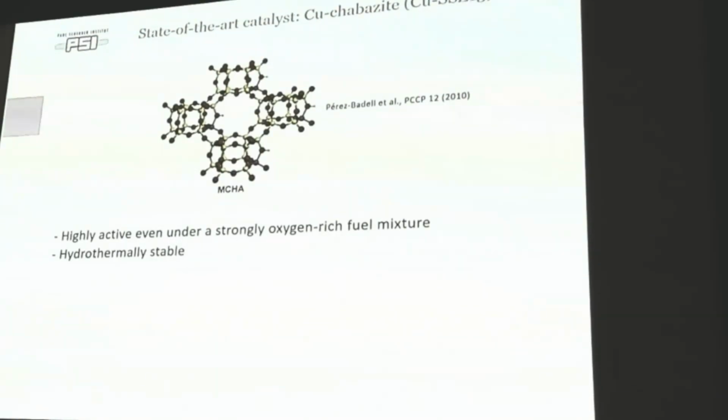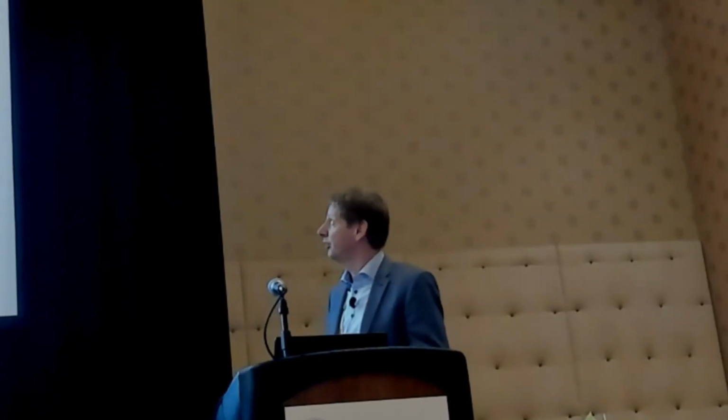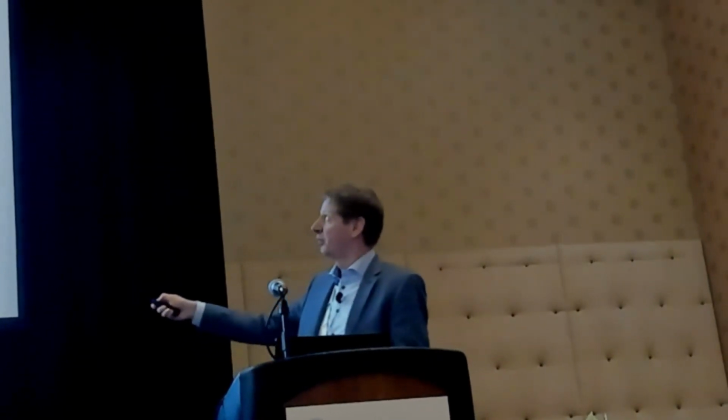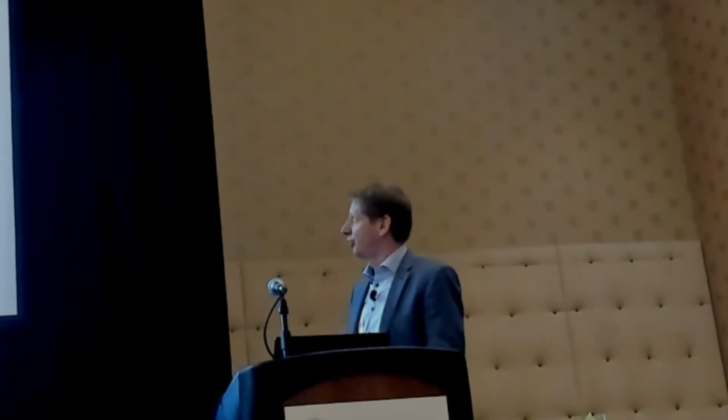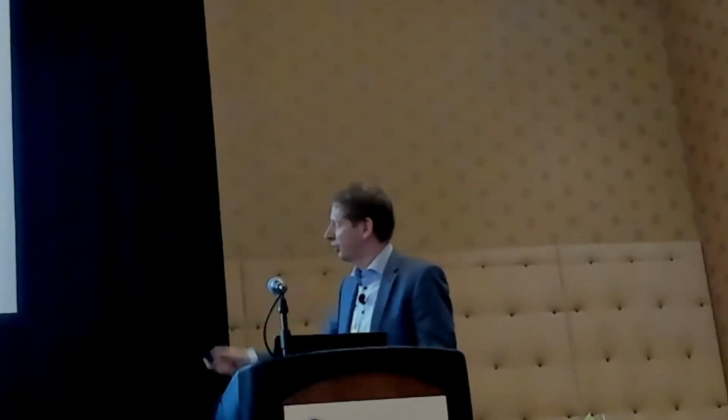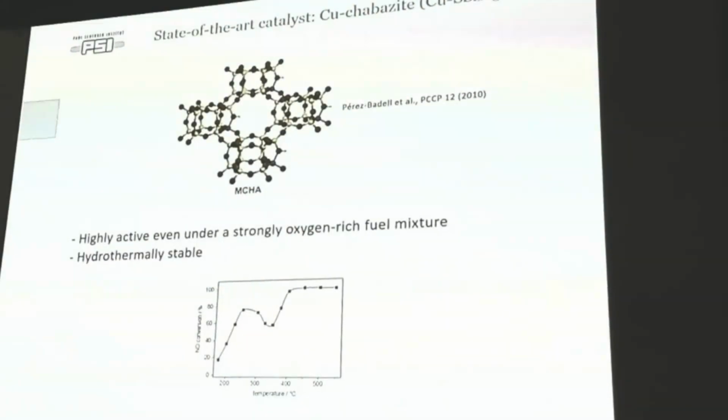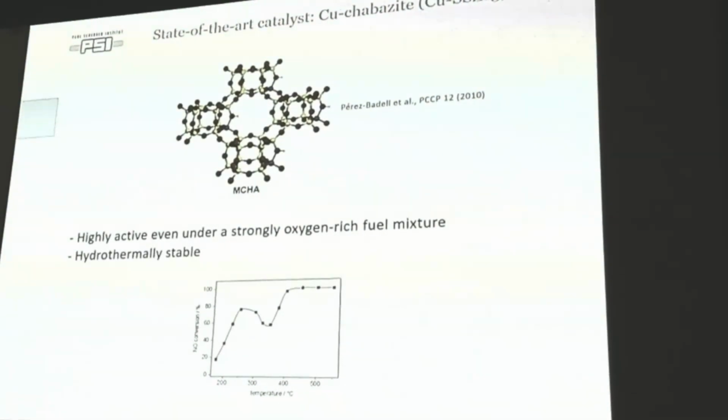So your material needs to be hydrothermally stable. And now with cars getting more and more fuel efficient, these materials need to be active even under quite oxygen-rich fuel mixtures. So one of the materials that emerged also commercially are these copper chabazites. Chabazite is a small pore size zeolite. Performance studies have shown that you have about 1 copper atom per cage. This is a typical conversion curve of nitrogen oxide reduction. So you see that the low temperature activity is helping you.